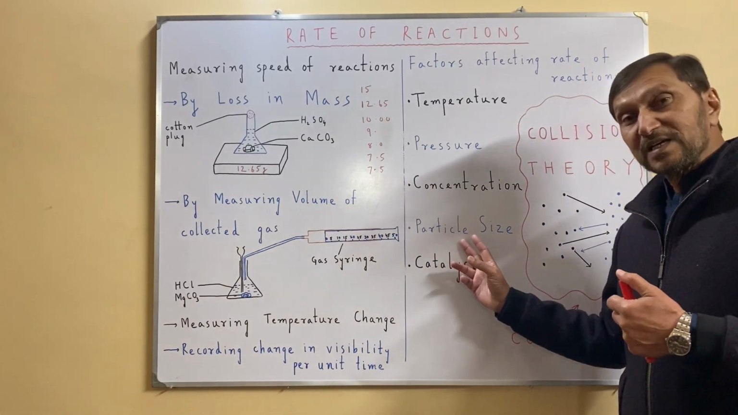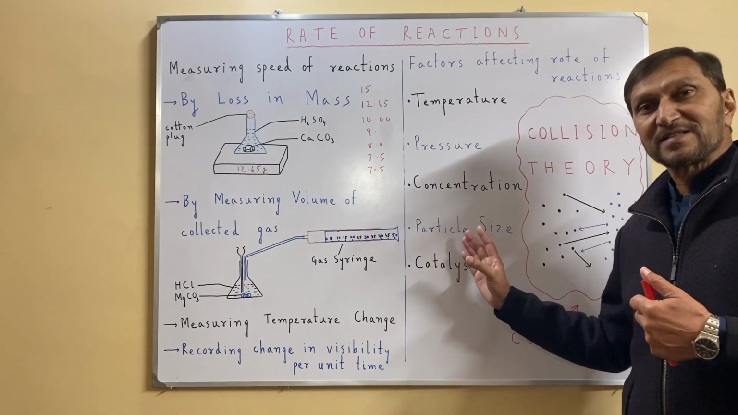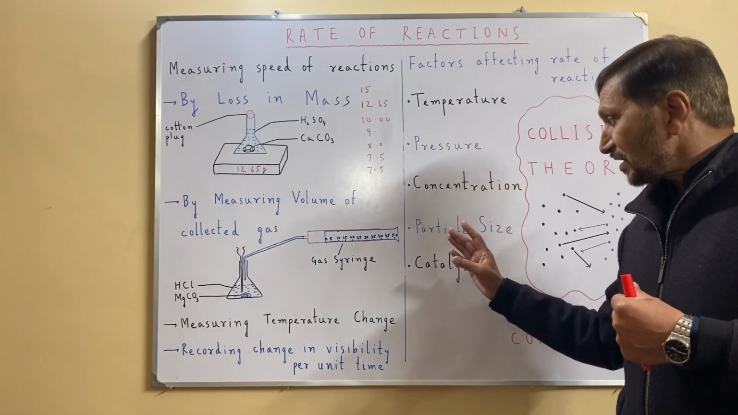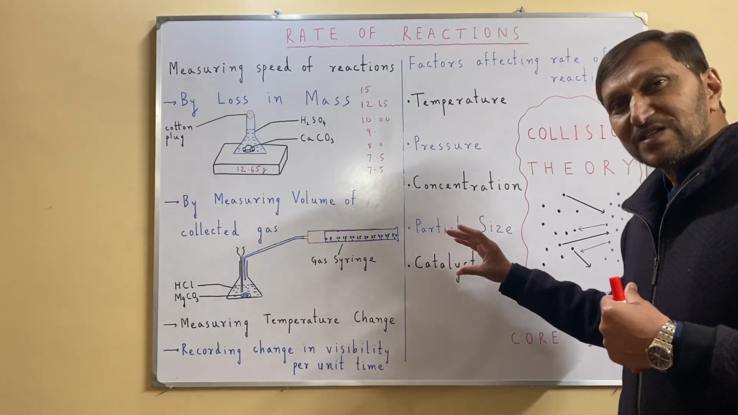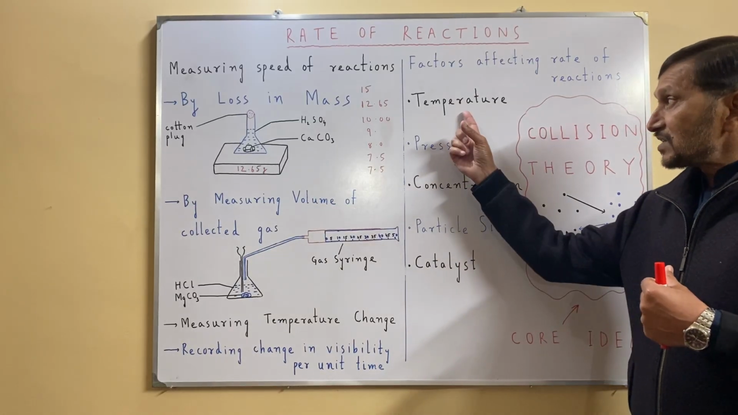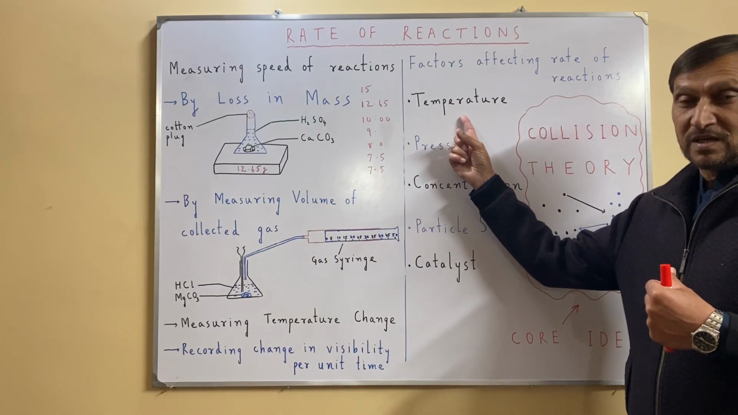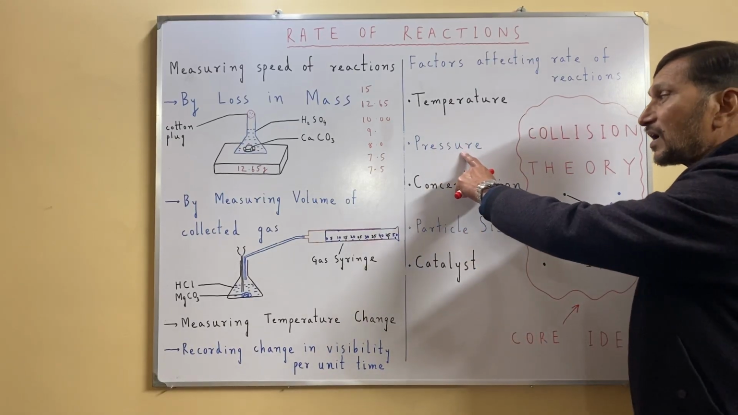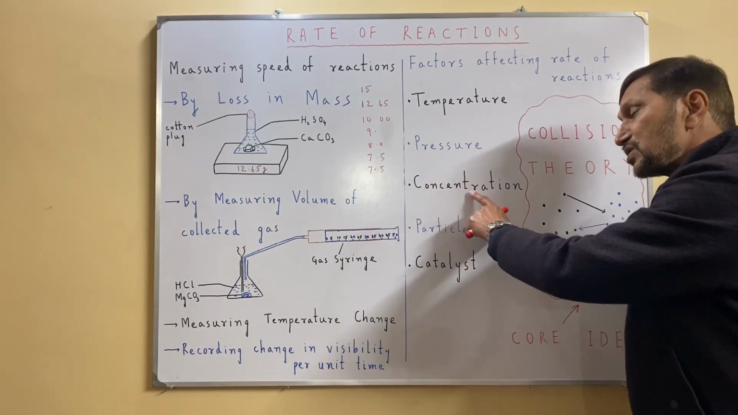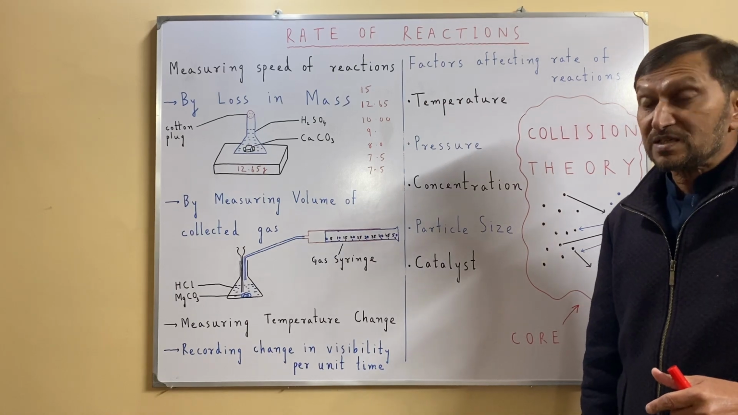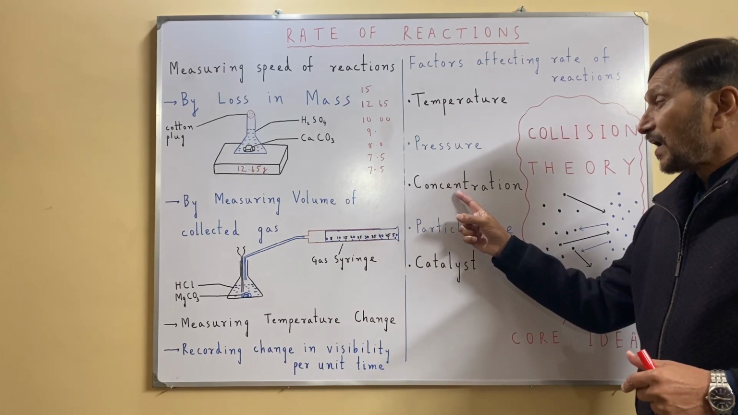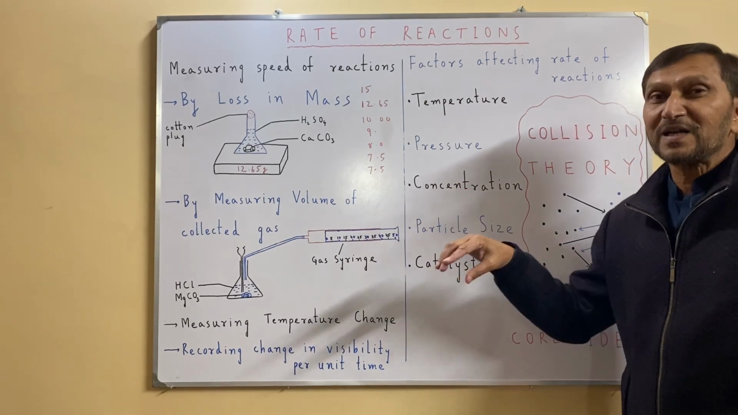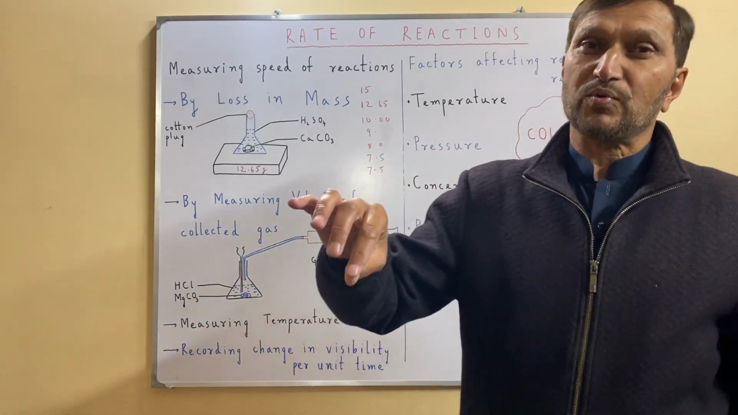However, particle size is another factor which affects the speed of reaction, but it is inversely proportional, whereas the others are directly proportional. Temperature increases, rate of reaction increases. Pressure increases, rate of reaction increases. Concentration increases, rate of reaction increases. These three are directly proportional. However, the particle size is inversely proportional.